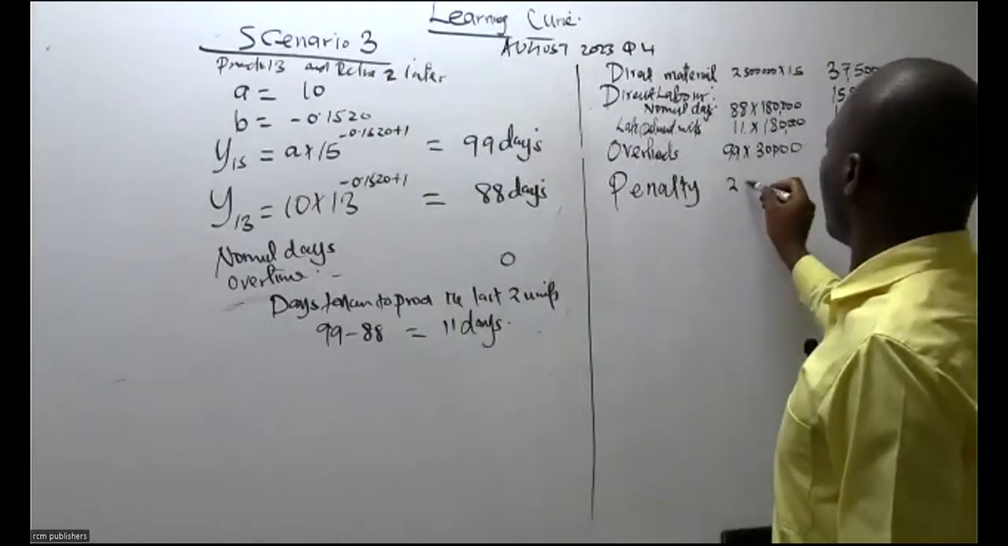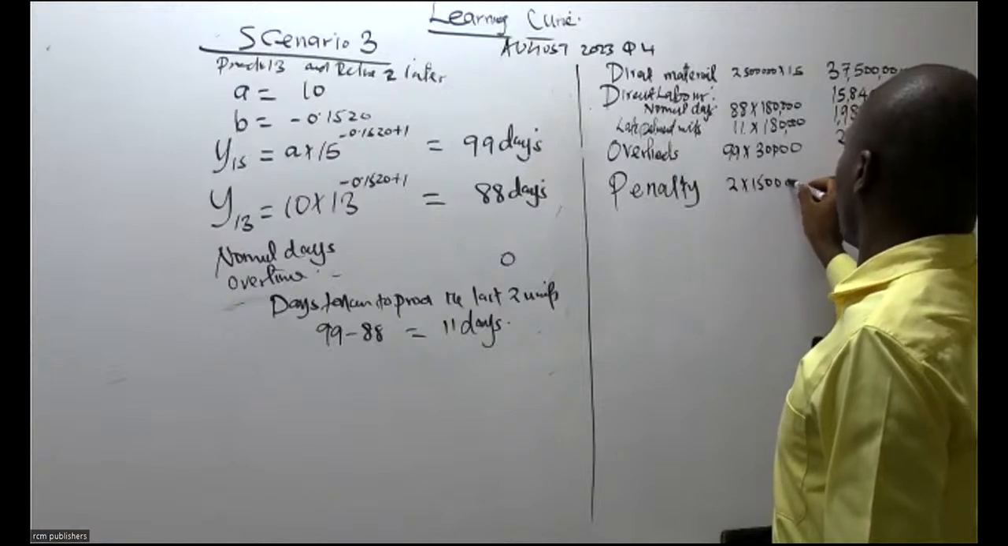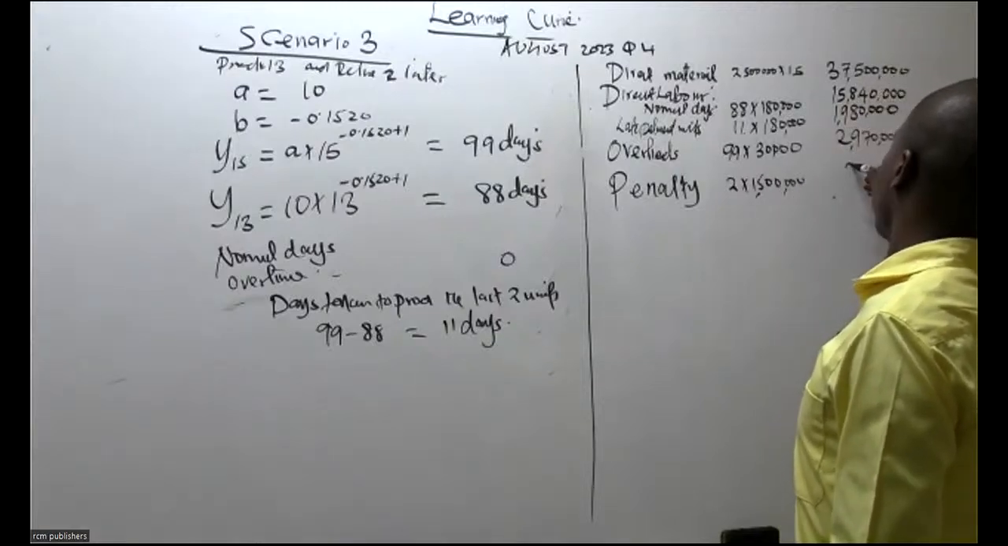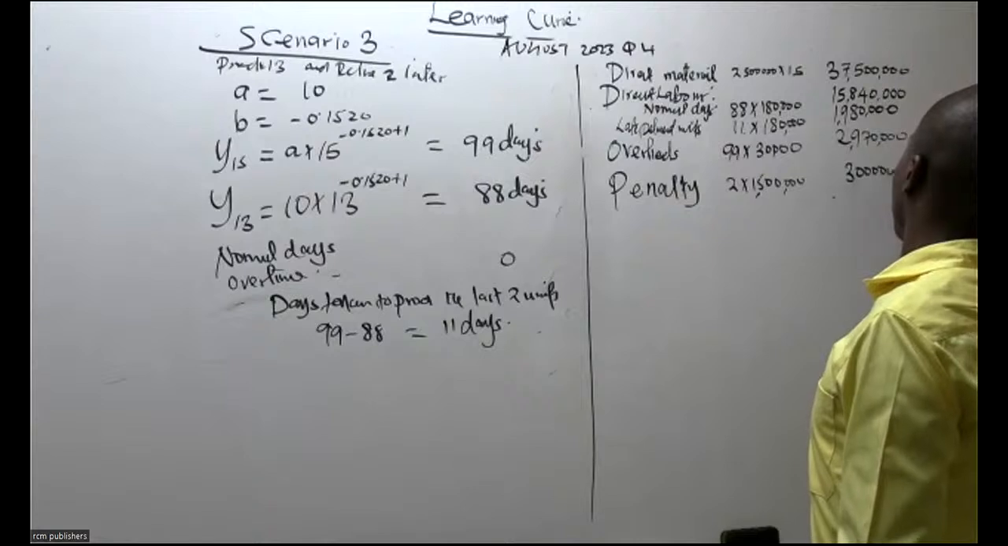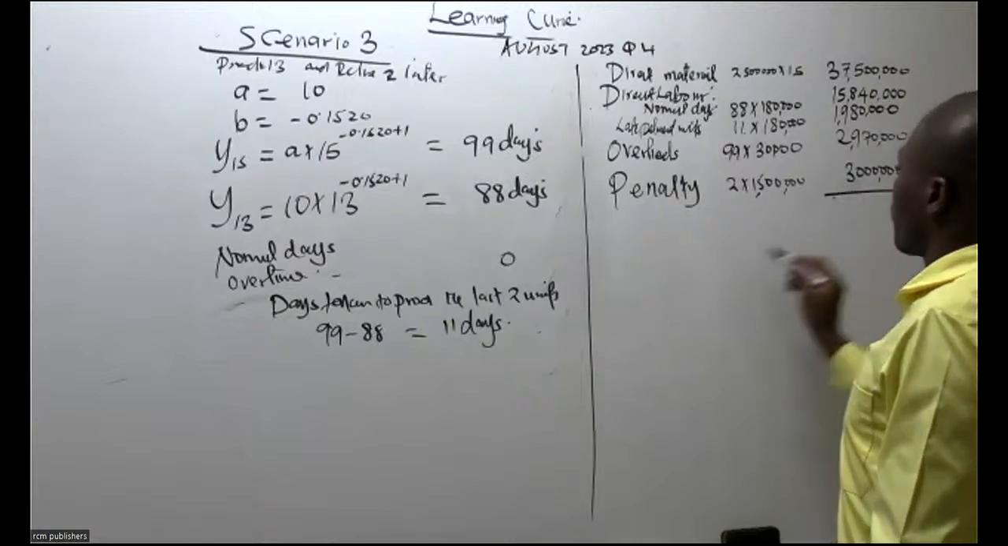So we have 2 times 1.5 million. That will be 3. They are paying 3 million.